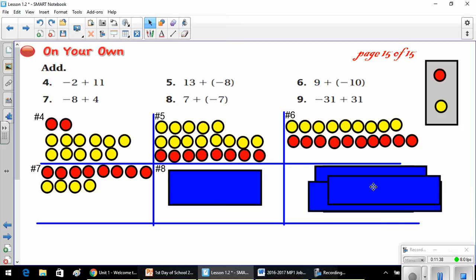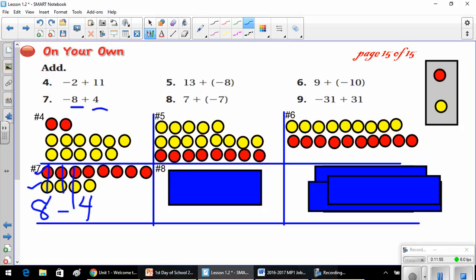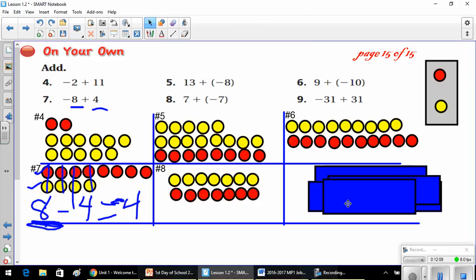Okay, number 7. Since my signs are different, I have different color counters. We're going to take the absolute value of negative 8 to get 8, the absolute value of 4 to get 4, and subtract those. Okay, 1, 2, 3, and 4. My final solution is negative 4, because the absolute value of 8 is greater than 4. Next, 7 plus negative 7 is 0. We have additive inverses. And for number 9, it's also 0 because you're adding opposites to one another.